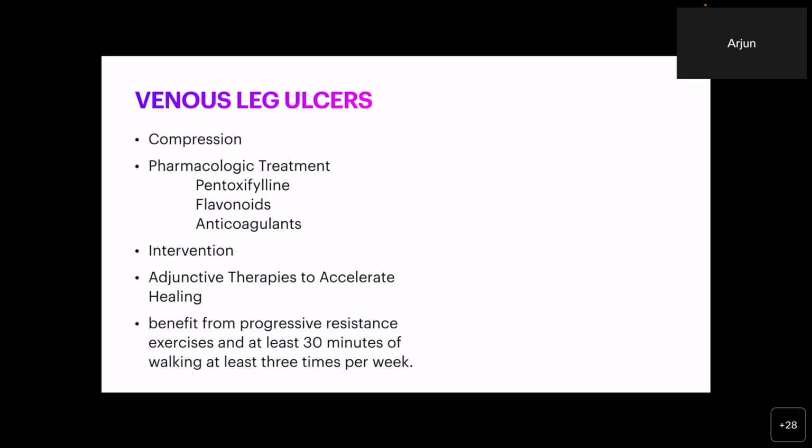Whereas adjuvant therapies to accelerate wound healing are skin grafting, growth factors, living human skin equivalents, collagen matrices, platelets, topical therapies, ultrasound, and electrical stimulation. Patients also benefit from progressive resistance exercises, at least 30 minutes of walking at least 3 times per week.